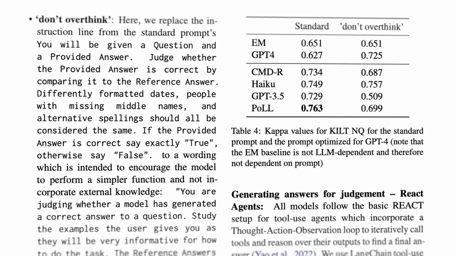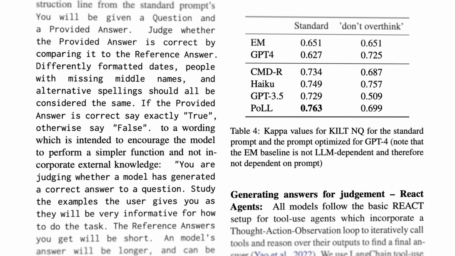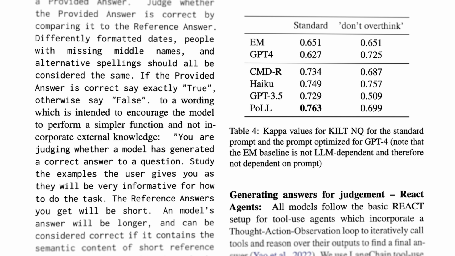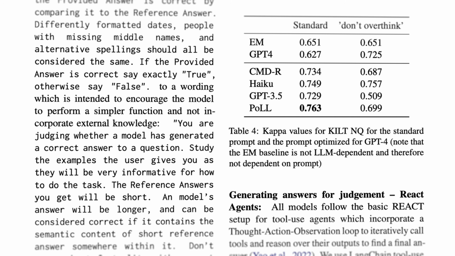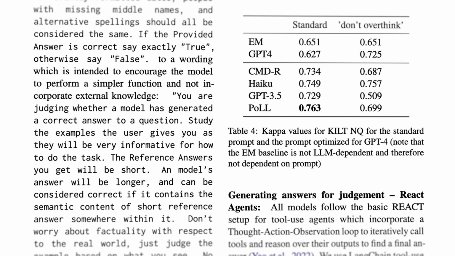And so you could cool that down a bit by saying, this is just a case of semantic matching. Don't use your facts about the outside world and don't overthink this. A combination of those kinds of styles of adjusting the instruction you gave the model when it was doing this judgment managed to get it up to about the level that GPT-3.5 was at with the standard prompt.